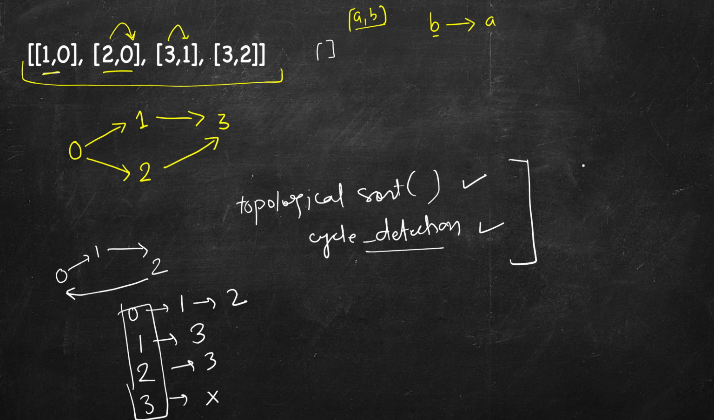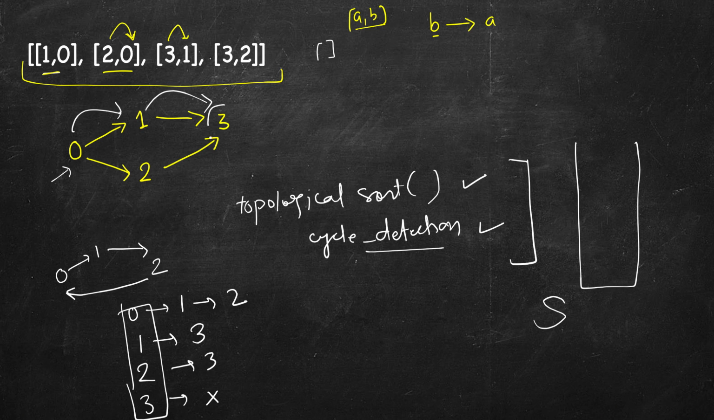So we will have a stack, and we can start from any node. Let's say we start from 0 and we go to 1. From 1 we go to 3. From 3 there is nowhere to go, so we are done with this. So we put 3 in the stack and we come back to 1 since we came from 1.